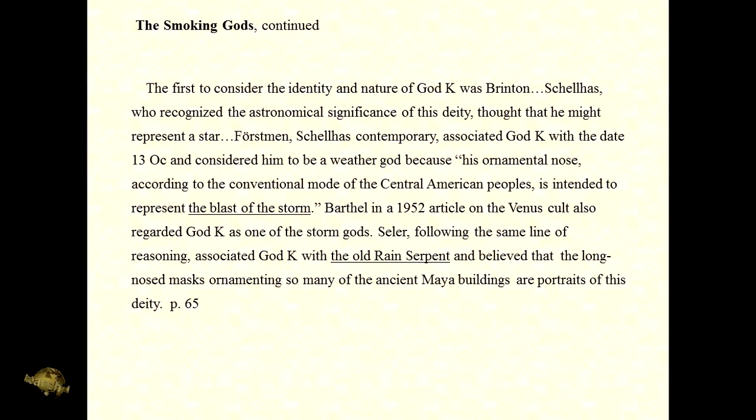Schellhas, who recognized the astronomical significance of this deity, thought that he might represent a star, this God K. Förstemann, who was Schellhas's contemporary, associated God K with the date 13 Ok, and considered him to be a weather god because his ornamental nose, according to the conventional mode of the Central American peoples, is intended to represent the blast of the storm. Barthel, in a 1952 article on the Venus cult, also regarded God K as one of the storm gods. Seler, following the same line of reasoning, associated God K with the old rain serpent and believed that the long-nosed masks ornamenting so many of the ancient Maya buildings are portraits of this deity.